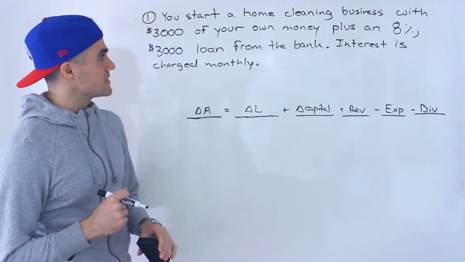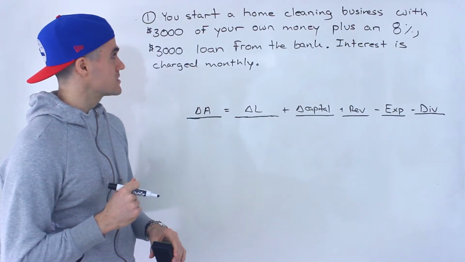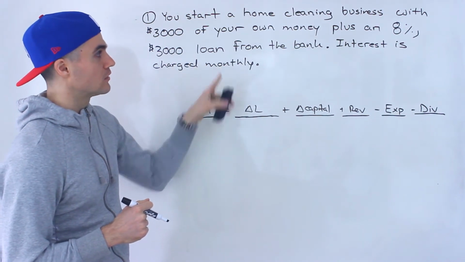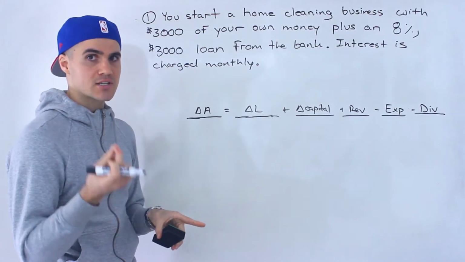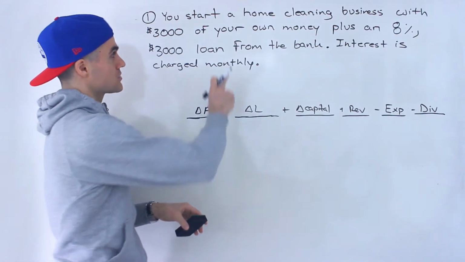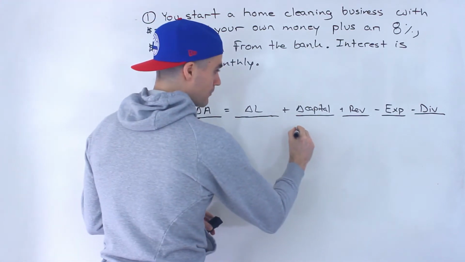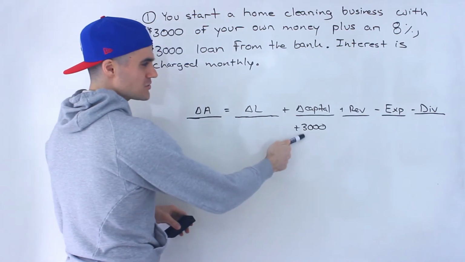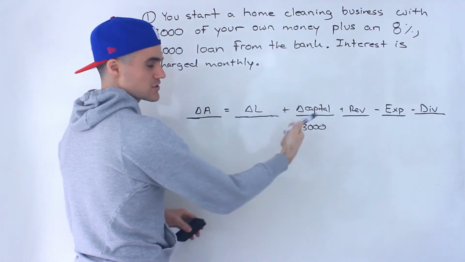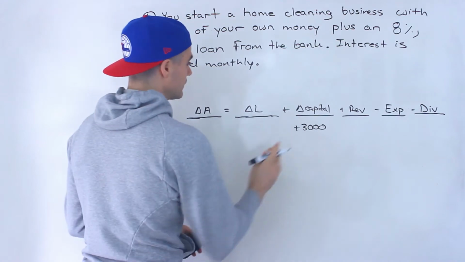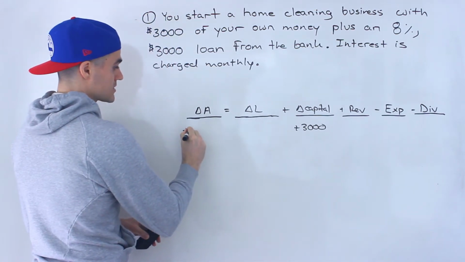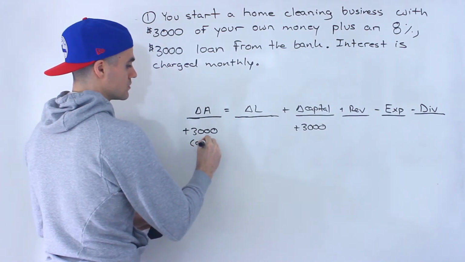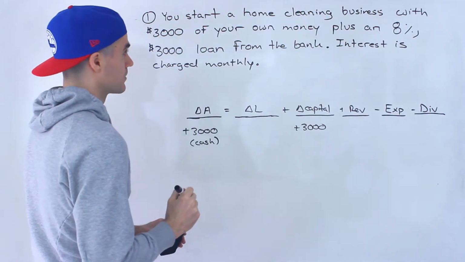So let's start off with the first transaction. So you're starting a home cleaning business with $3,000 of your own money plus an 8% $3,000 loan from the bank, and then interest is charged monthly. So starting with your own money, that's just going to be capital plus 3,000. And there's no specific accounts under this section. It's always just owner's capital. So I'll just leave it like this, but the assets go up by 3,000, and more specifically, which asset account? Well, cash goes up by 3,000.